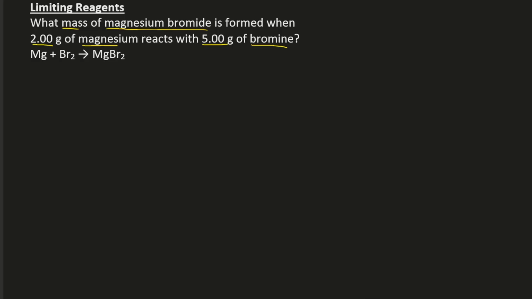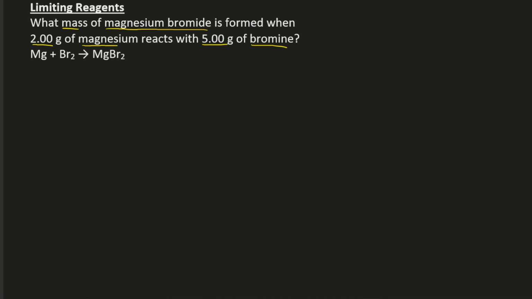Right guys, so today we're going to look at limiting reagents, and the first thing I want to look at is how do we calculate the mass of magnesium bromide when you have 2 grams of magnesium reacting with 5 grams of bromine. Now in this example we have to remember that there's 2 very important principles here. One is an excess amount and one is a limiting amount.